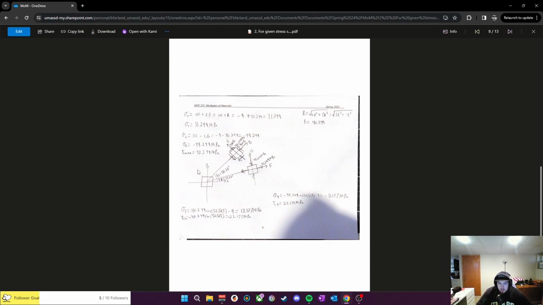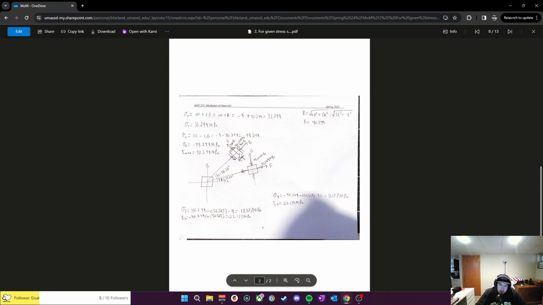To draw the elements, I take phi p and phi s. Phi p is for the principal stresses of G and F, F being the x-axis, with the stresses along the F being positive and along the G being negative. Then I also calculated the element for the max shear stress.